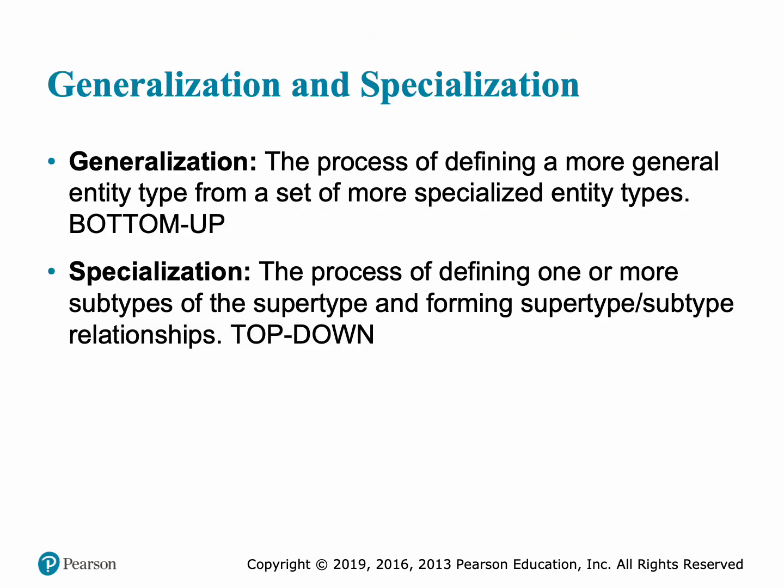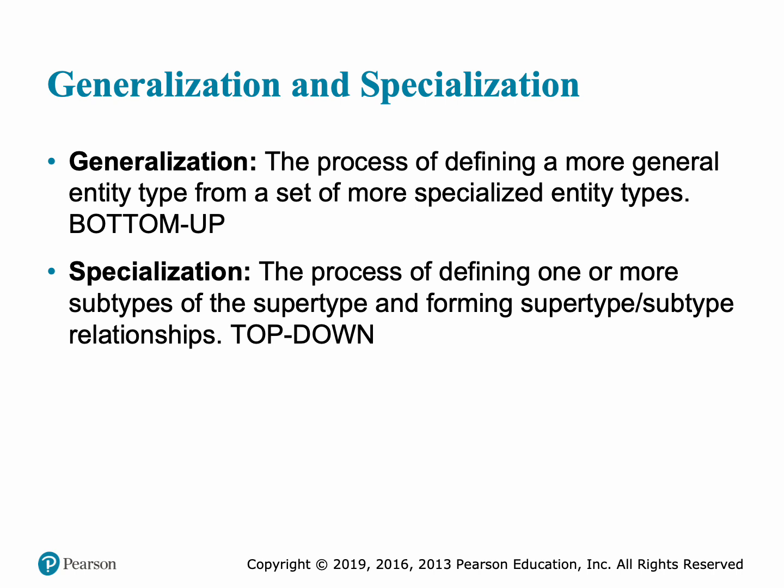So generalization and specialization. Generalization is the process of defining a more general entity type from a set of more specialized entity types, bottom up, whereas specialization is the process of defining one or more subtypes of the supertype and forming supertype subtype relationships, top down. Let's look into that in a little bit more depth.